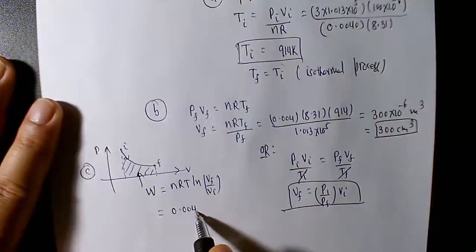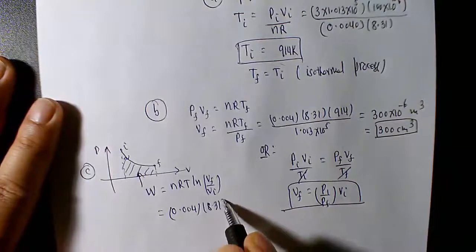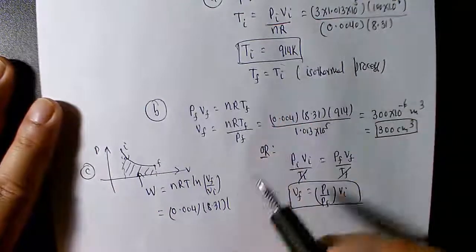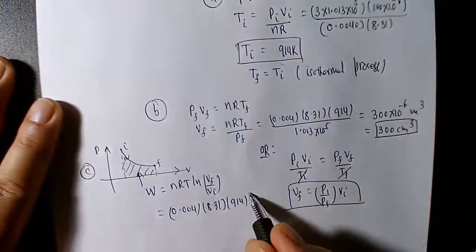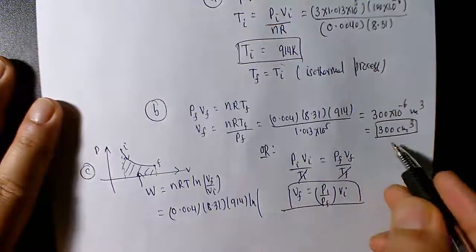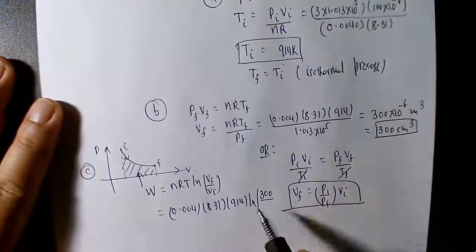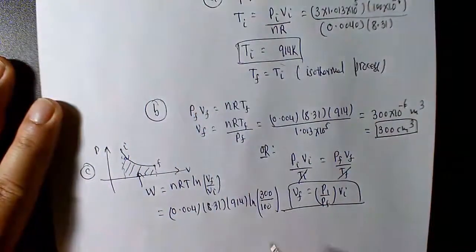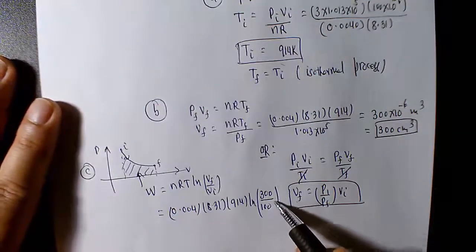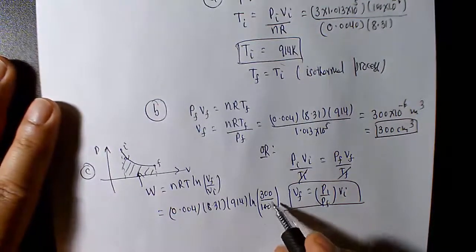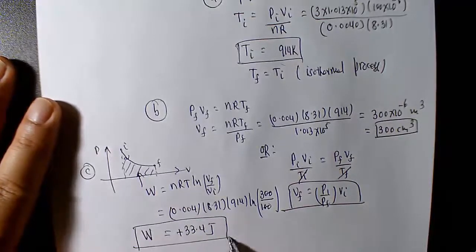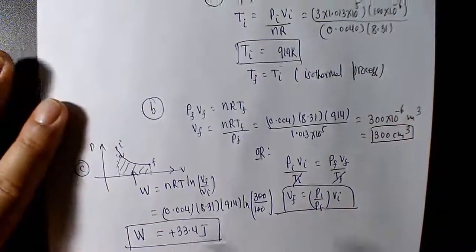Okay, now let's plug in all the numbers. 0.004 is the number of moles, R is 8.31. Since temperature remains constant, initial and final temperatures are the same, so both are 914. And then natural log of final volume 300 divided by initial volume 100. You can just keep it in centimeter cubed here because both will cancel out anyway. This is natural log 3, and if you do that, you get 33.4 joules positive, because the work done could be positive or negative. So the gas does that much amount of work during this process.